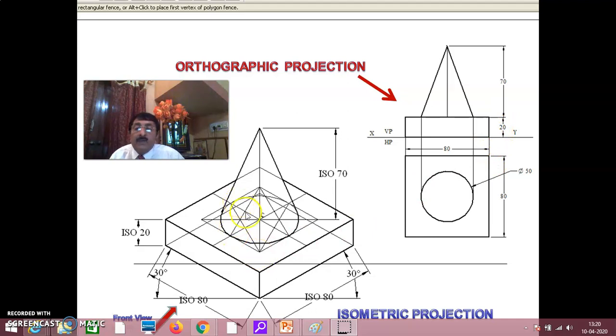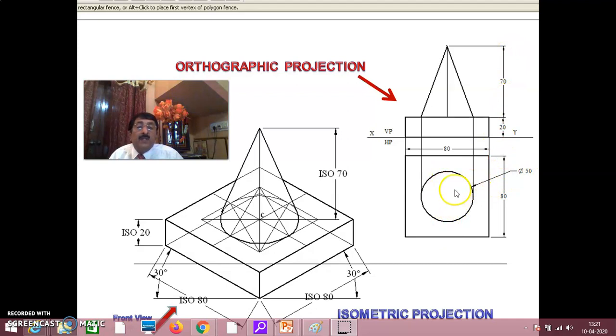Okay. Then you come to the second solid. When you are looking from here, this cone will look like a triangle. That is what I have done. This cone will look like a triangle and height is 70. Okay. So 70. And in the top view, this cone will look like a circle. This is the circle. Okay.